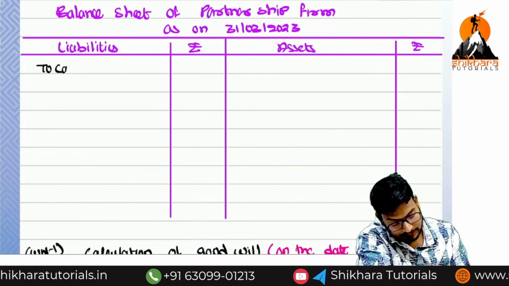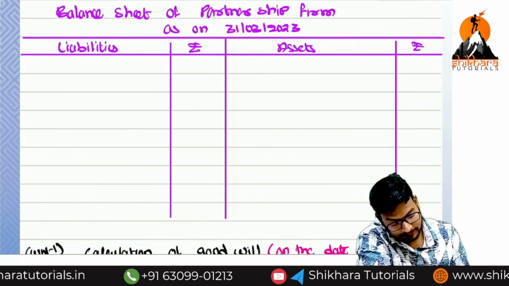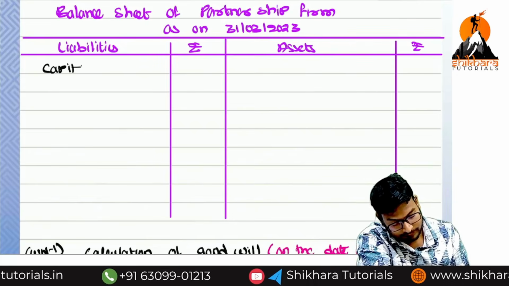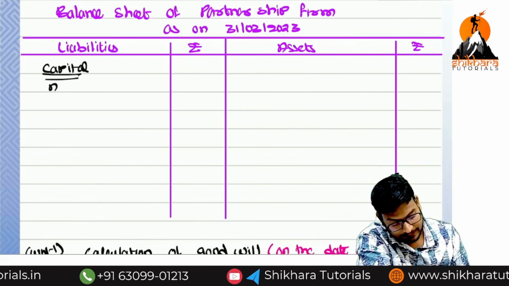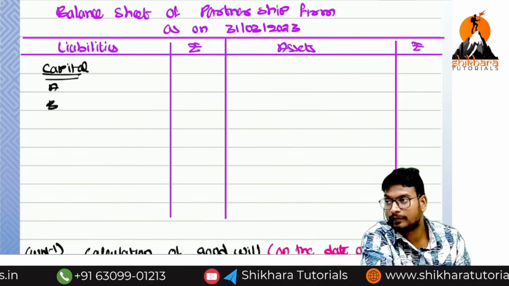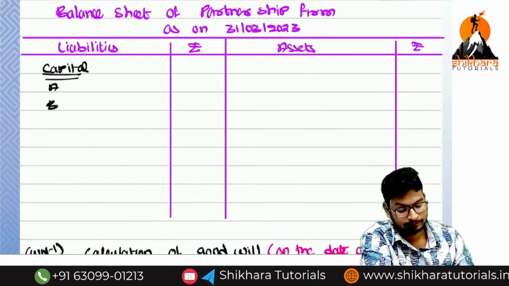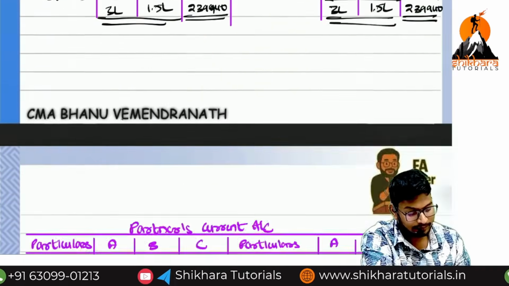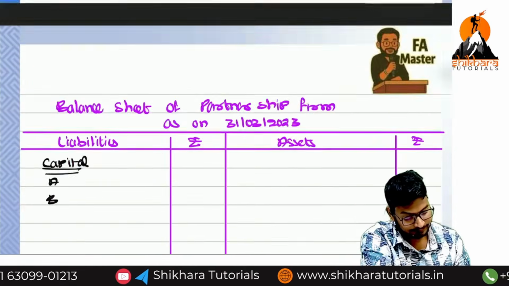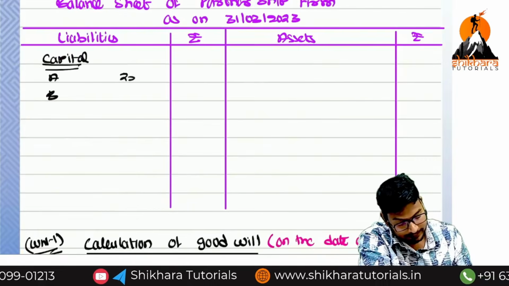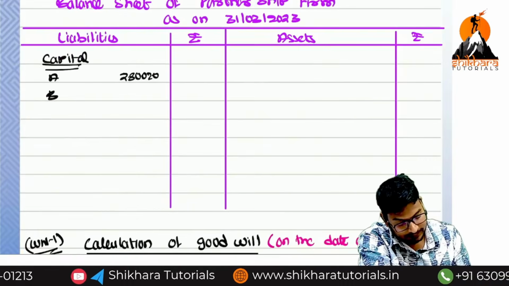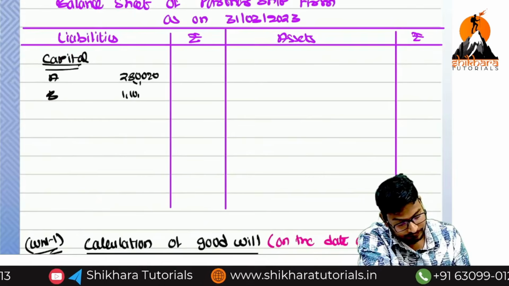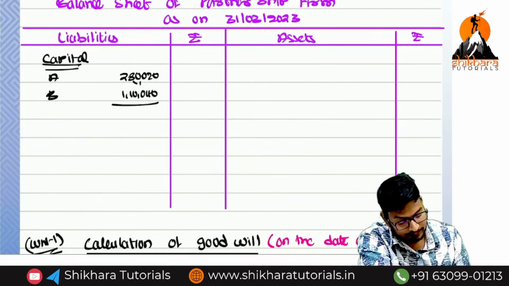Two capital accounts. Capital accounts of A and B. How much sum? Okay, I only will say. 2,80,000 20. 2,80,000 20. And the next one, amma, 1,10,000 40. What is the total amount?